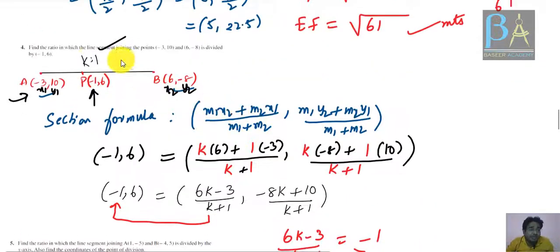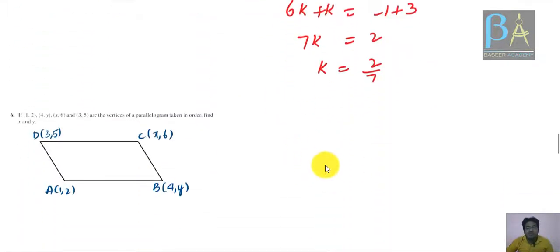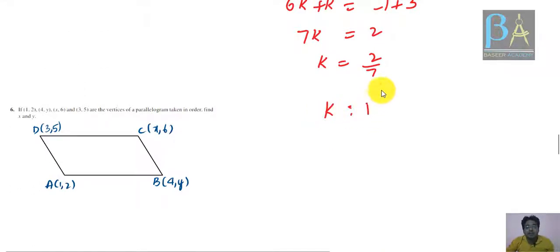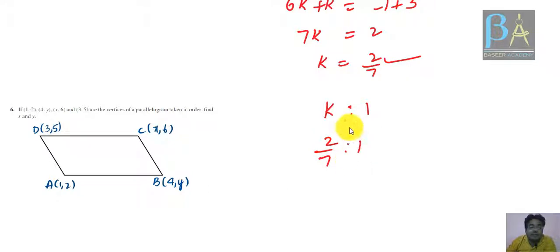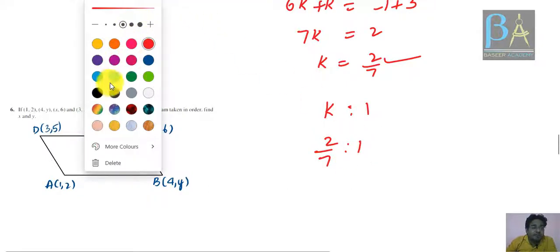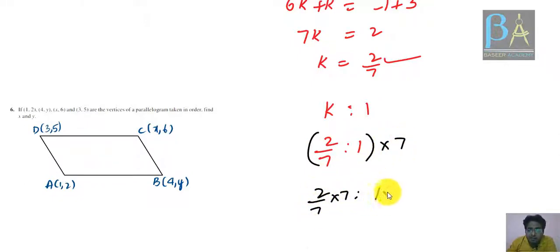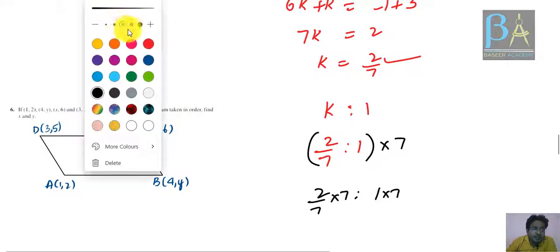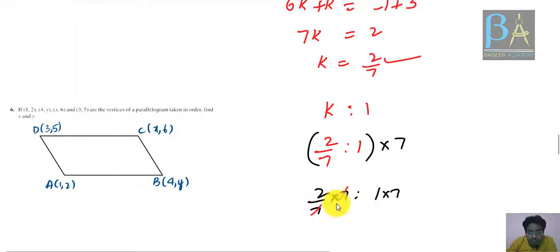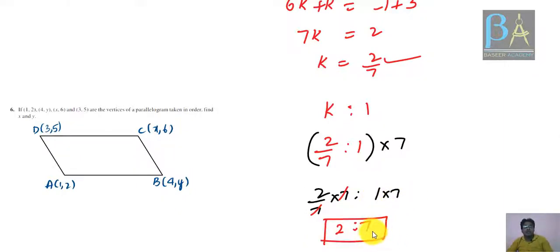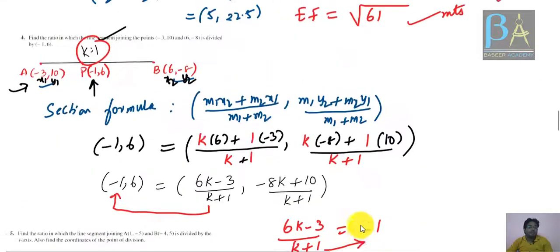Now I took the ratio as k is to 1. In place of k, I'm going to write 2 by 7. Now to get rid of the 7 from the denominator, you can multiply this ratio by 7. What happens when you multiply the entire ratio with 7? Obviously, you get rid of the 7 from the denominator, and then you end up getting 2 is to 1 into 7 is 7. So you again ended up getting the ratio as 2 is to 7.